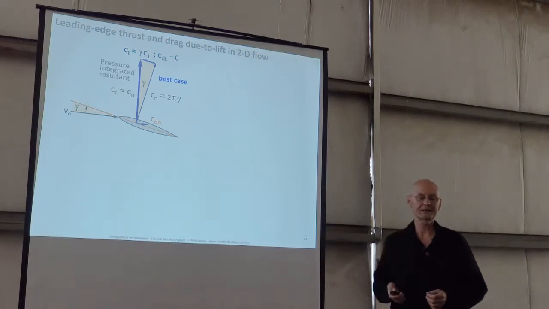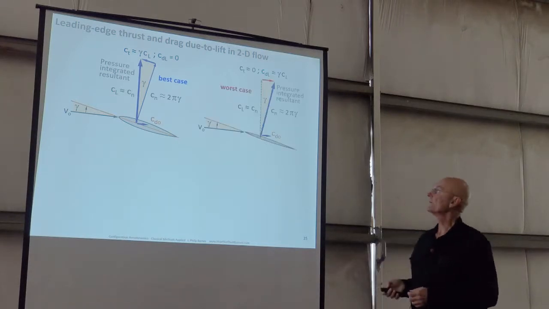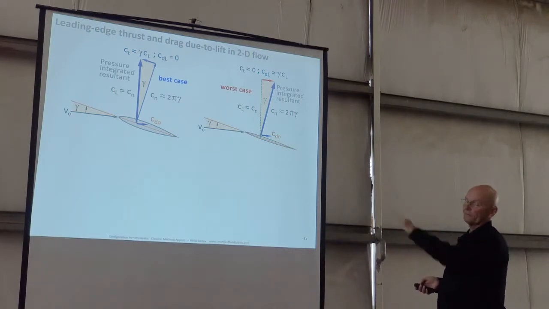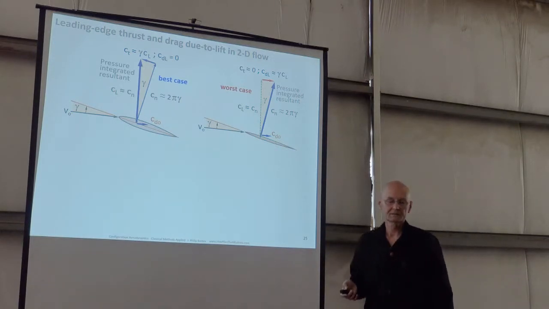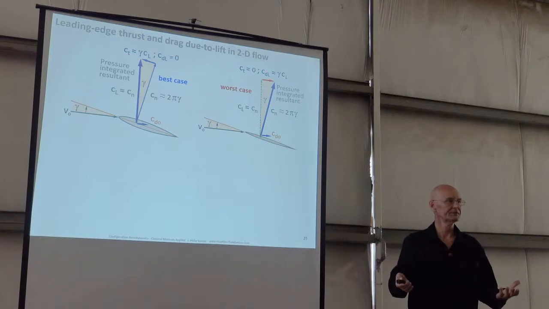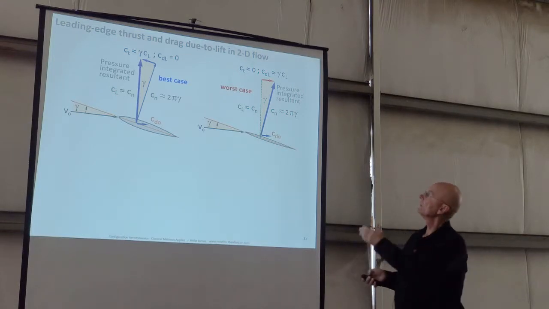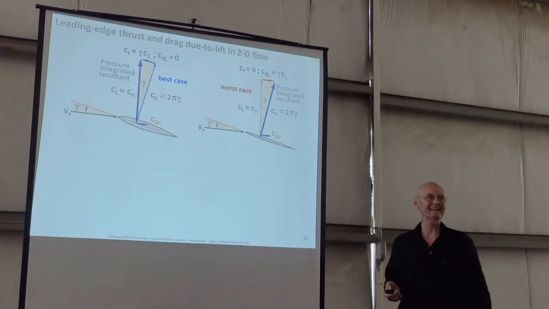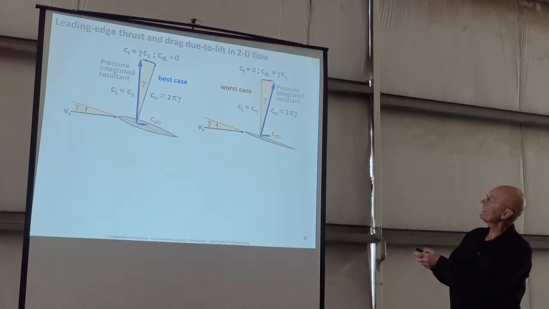Now let's look at what happens when you have a very thin airfoil. Over here we have very thin. We get a tremendous amount of suction on the leading edge, but there's no area to act on. And so the normal force vector becomes what we get. Okay? Well, you can see that the normal force vector is now tilted aft.